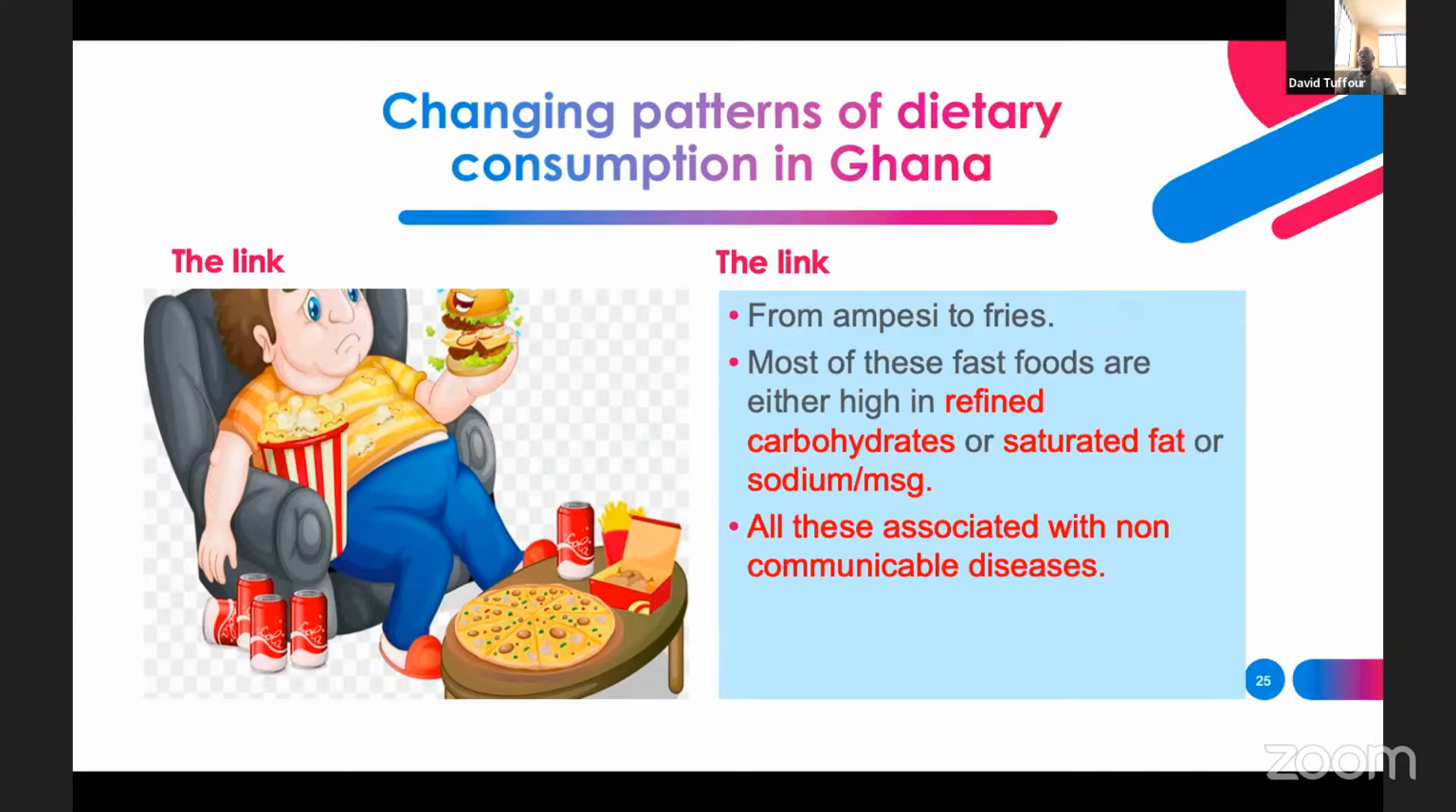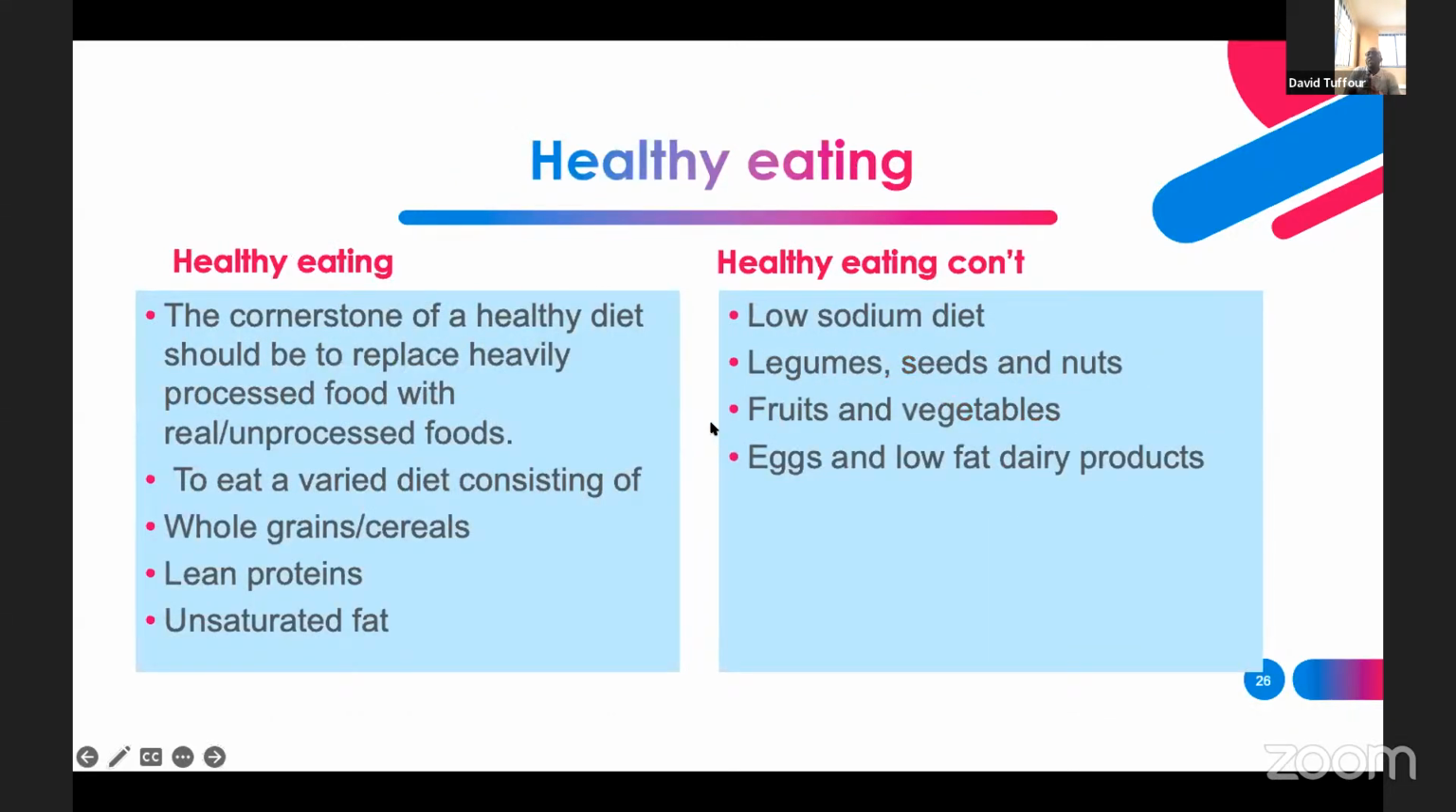Most of these fast foods either are high in refined carbohydrates, saturated fats, or sodium or monosodium glutamate. All these are associated with non-communicable disease. As simple as that. This is no brainer. If you are eating too much refined carbohydrates more than your body needs or your body requires, if you are consuming too much saturated fats, if you are eating too much sodium, all right? If you are eating too much artificial spices where you get the MSG from, then you are at risk of developing these non-communicable diseases. So that being said, what are we preaching?